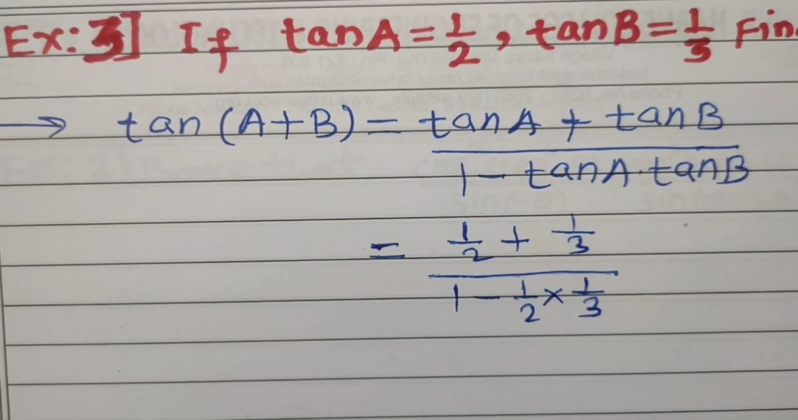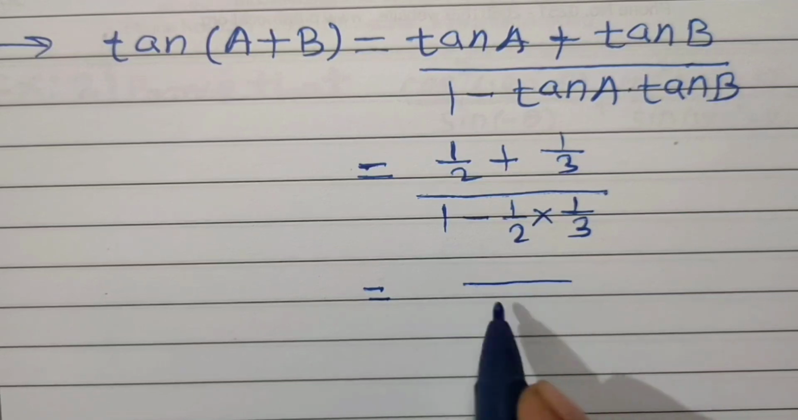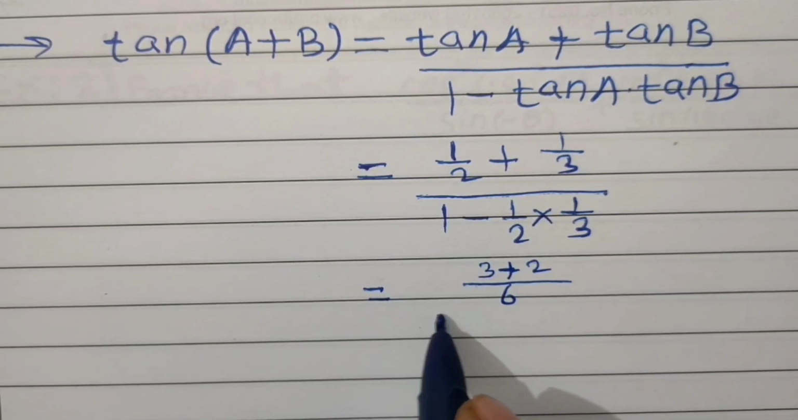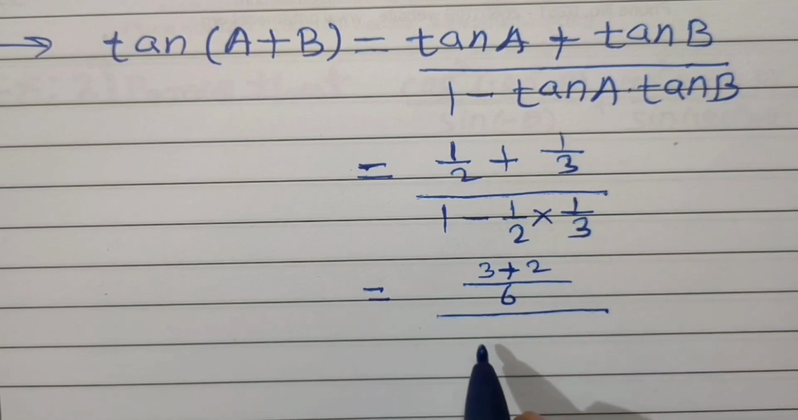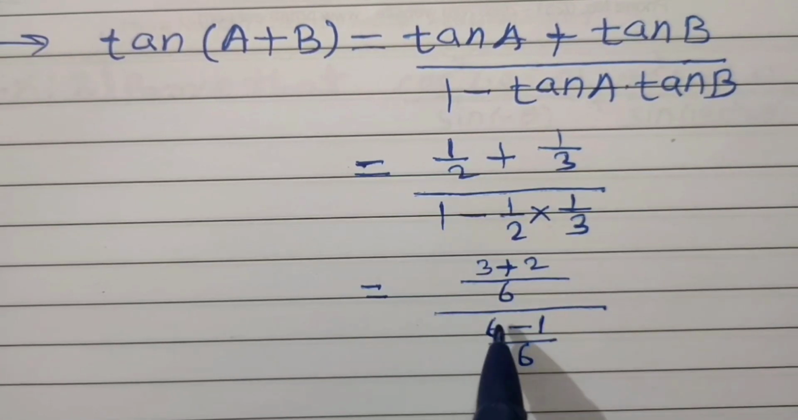And this is equal to, we can write 1 upon 2 plus 1 upon 3. LCM becomes 6. 3 plus 2. Now denominator 1 minus 1 upon 6. So this becomes 6 minus 1 divided by 6. Okay. 3 into 2, 6. 6 into 1, 6. Minus 1 into 1, 1. Divided by 2 into 3, 6.